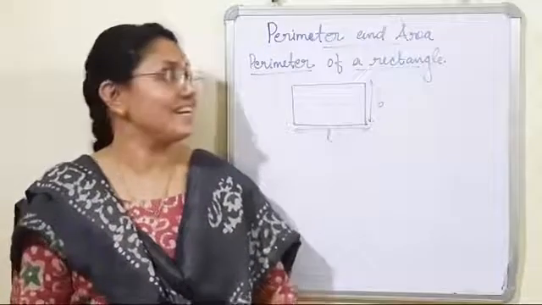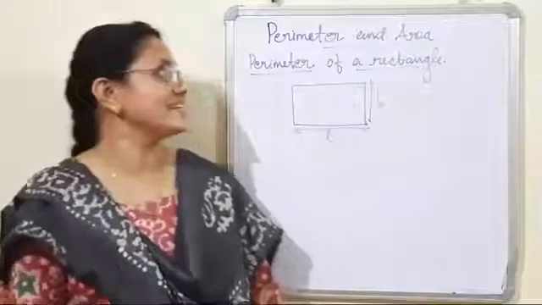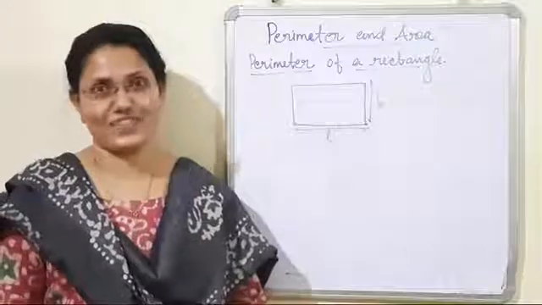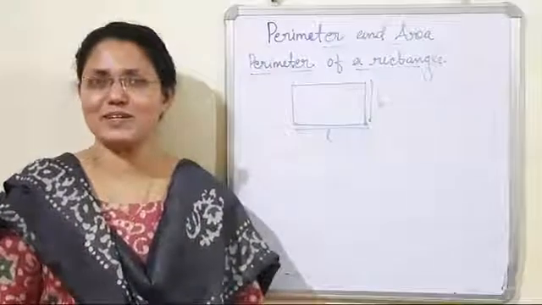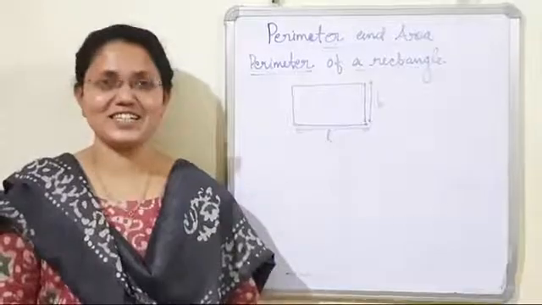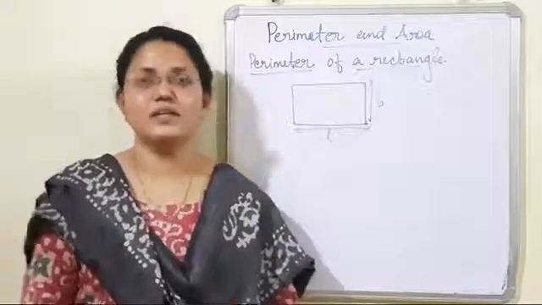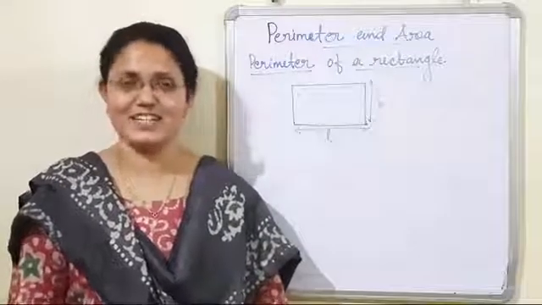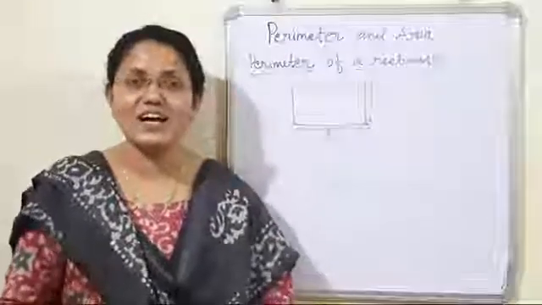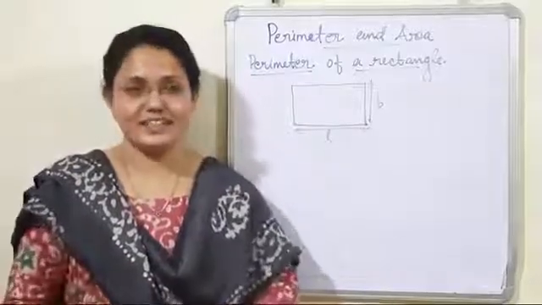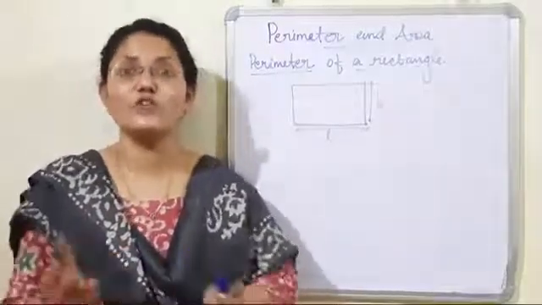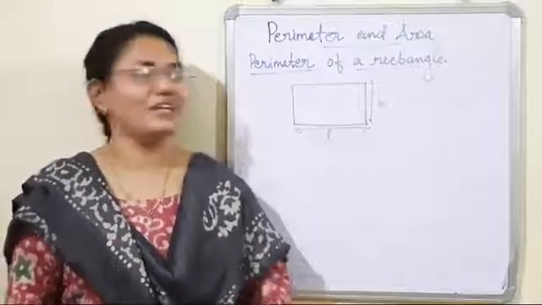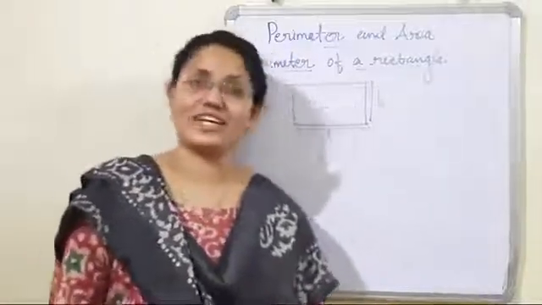Today we start a new unit, that is perimeter and area. First we can study the perimeter of a rectangle. Do you remember what perimeter and area are? In 4th standard you have studied what perimeter is. The perimeter of a closed figure is the length of its boundary, meaning the total length of the sides of a closed figure. That is the perimeter of a closed figure. Okay. Now first we can study the perimeter of a rectangle.